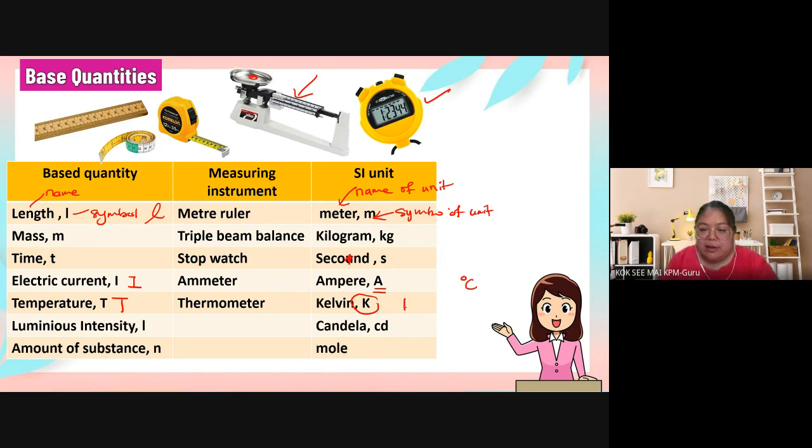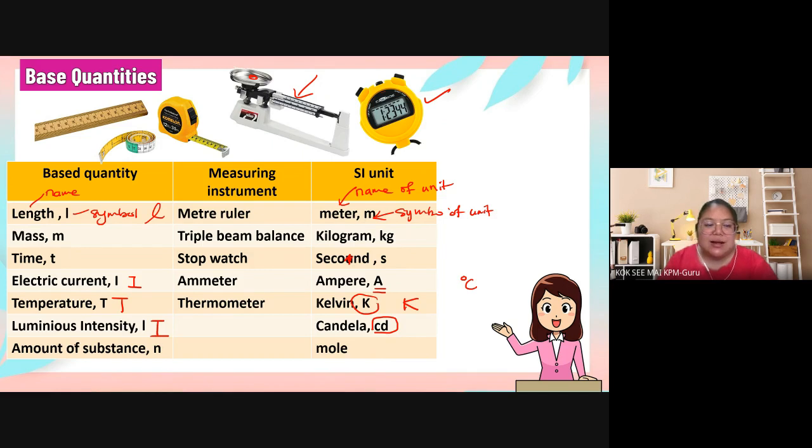Okay, the next one, luminous intensity, is also an I, but a small i. Sometimes we use both as I, so you must know the situation. Because we seldom use it in physics, we never bother about small i or capital I. They are not in our syllabus. So the unit is candela. The name we call candela. The unit symbol is cd.